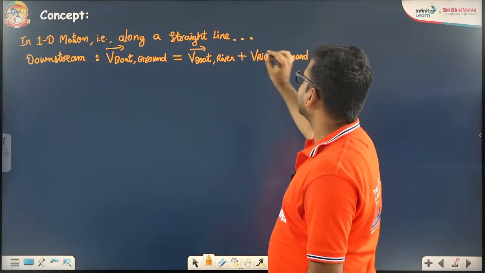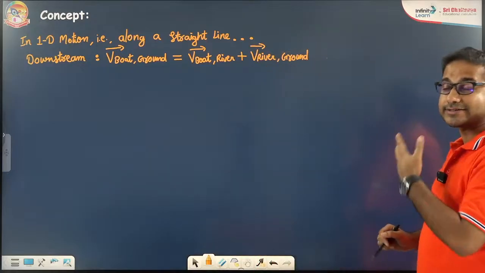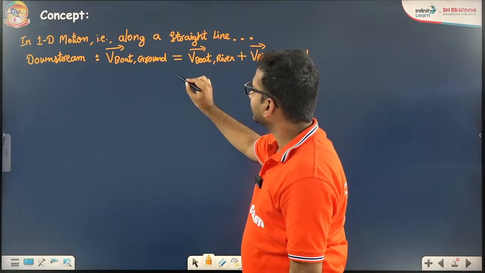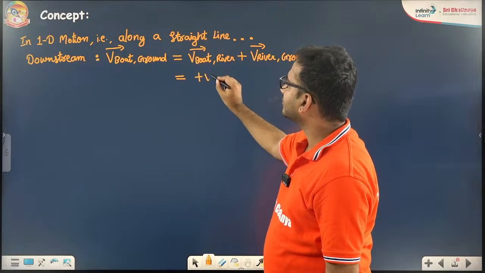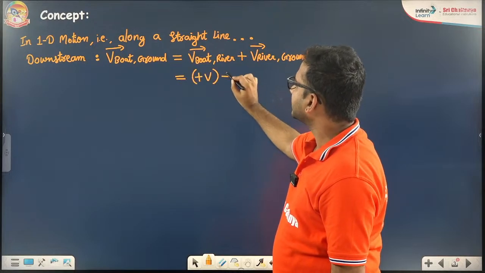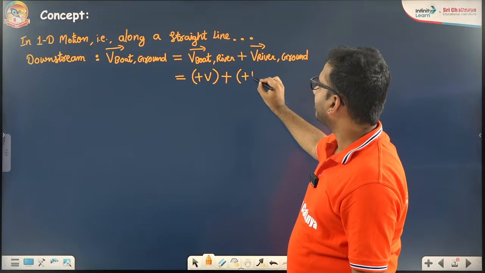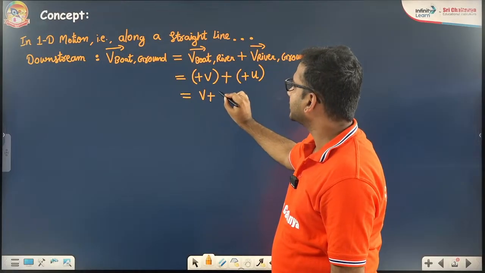Now, as I said, the downstream case means the boat and river are both moving in the same direction, let us say the forward direction. So when you substitute, say the boat's velocity with respect to river is v, so this will be plus v, and the river velocity with respect to ground is u, so it will be plus u. This implies the effective velocity is v plus u.